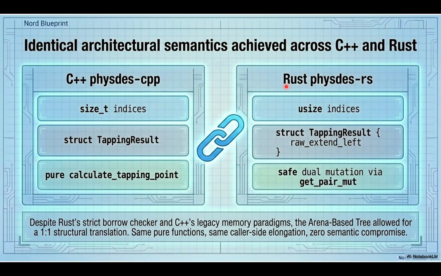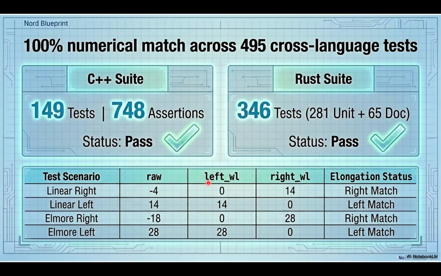C++ trusts the programmer implicitly, while Rust violently rejects anything that isn't provably safe. And the testing volume reflects that friction, too. They logged 149 rigorous tests in the C++ version, featuring hundreds of assertions. Right. And when they ported it to Rust, they actually expanded that to 346 tests. Because the goal here isn't just to make sure the code compiles. The goal is numerical parity.